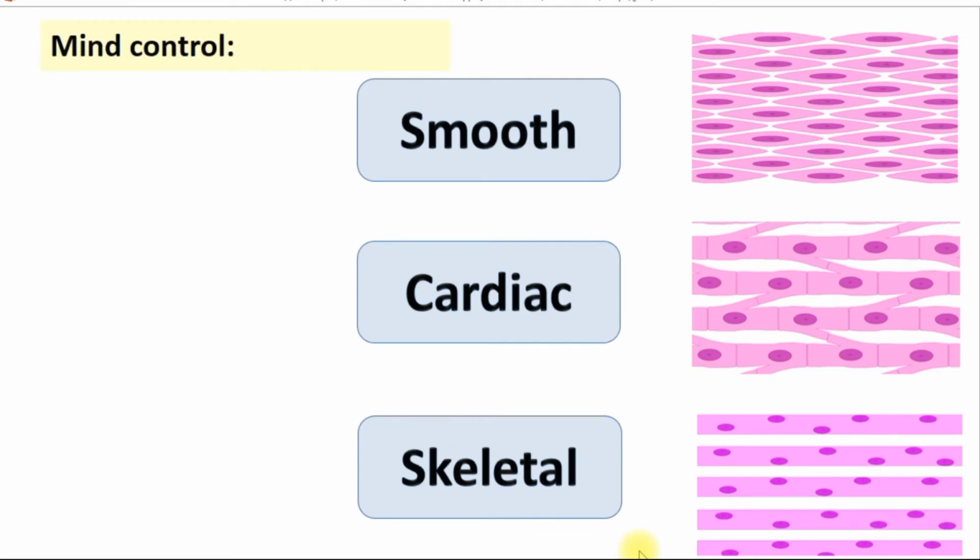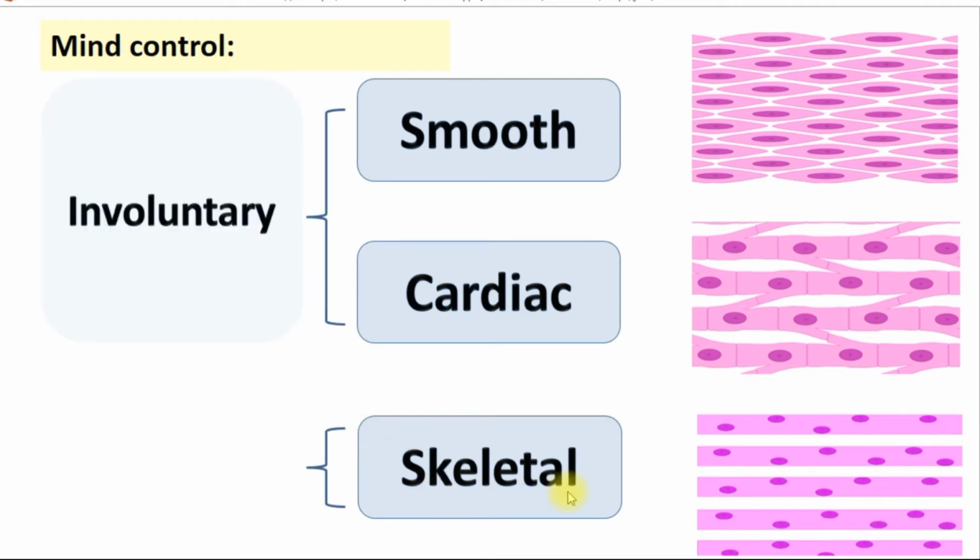According to mind control, smooth and cardiac aren't under our mind control. Skeletal muscular tissue is under our mind control. So smooth and cardiac are involuntary, skeletal muscle is voluntary. It's another classification, involuntary and voluntary. Involuntary includes smooth and cardiac muscles, voluntary is skeletal muscle.